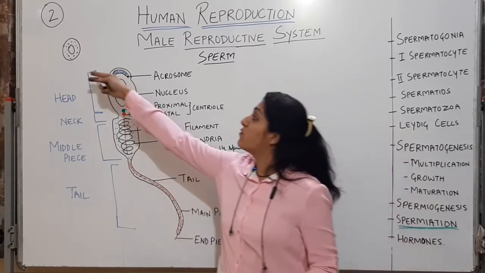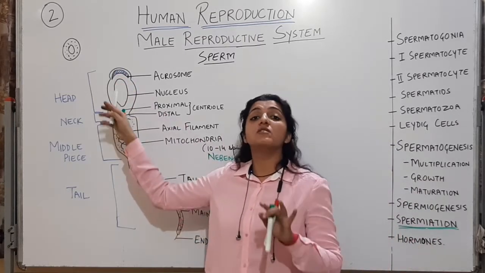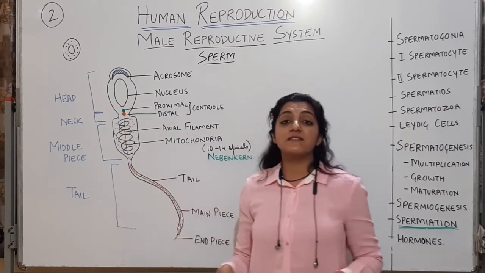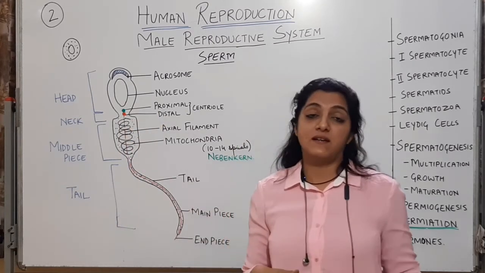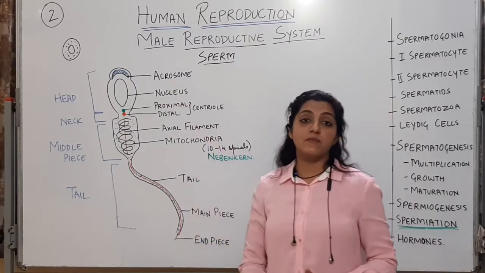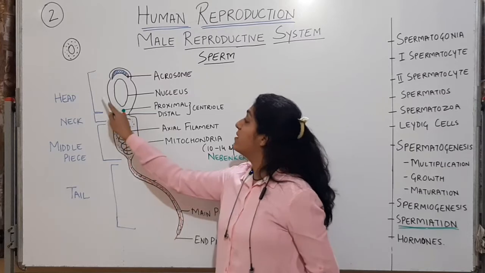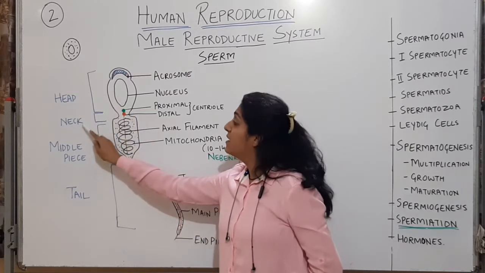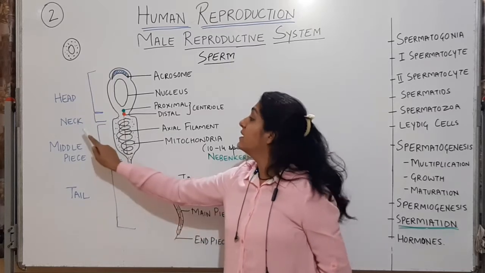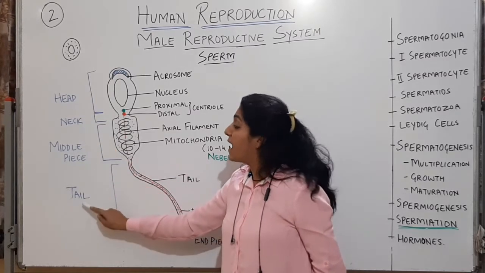It undergoes morphodifferentiation, differentiation in the shape, in the size, to become this specialized cell, that is the male sex gamete. Alright, that is the sperm. So let us see the structure of this sperm. The sperm will be divided into 4 parts: the head, neck, middle piece and tail.